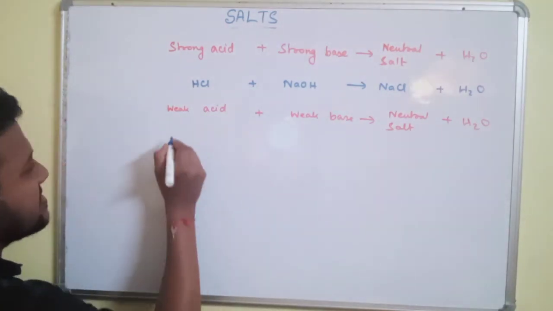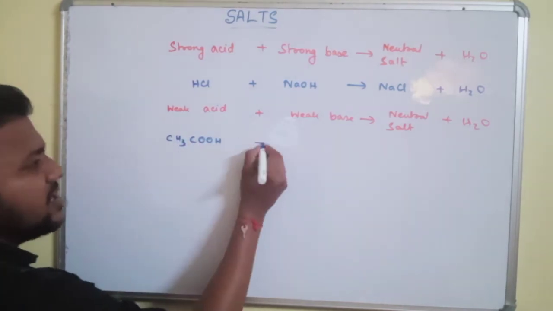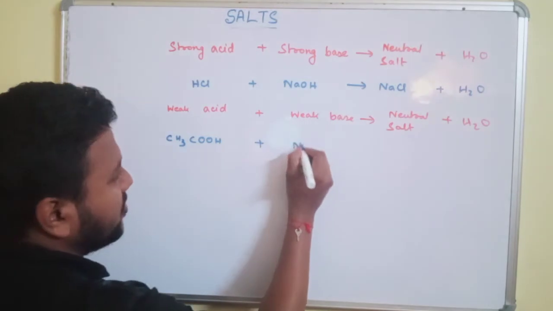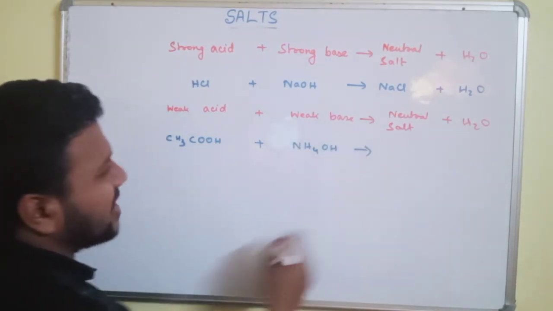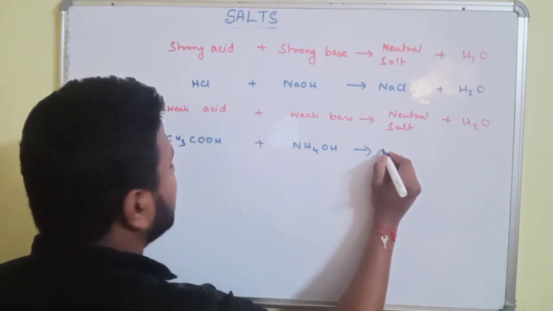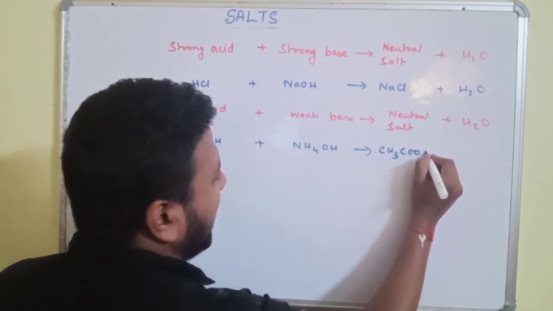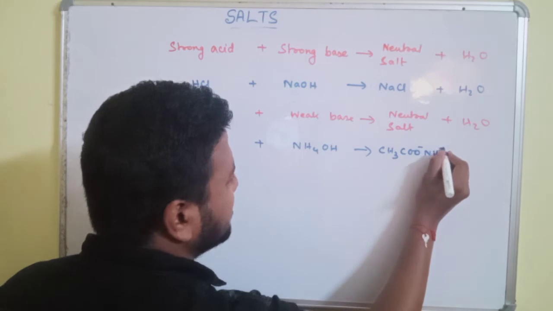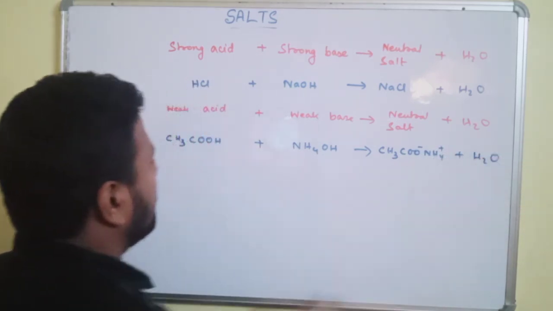Let us see a weak acid, say CH3COOH, when it reacts with a weak base, let us take the weak base NH4OH. When they react with each other, they give a particular salt, which is ammonium acetate, CH3COO- NH4+, along with the formation of H2O.